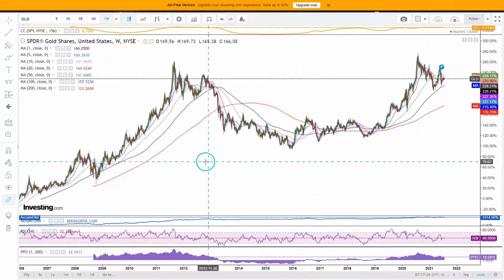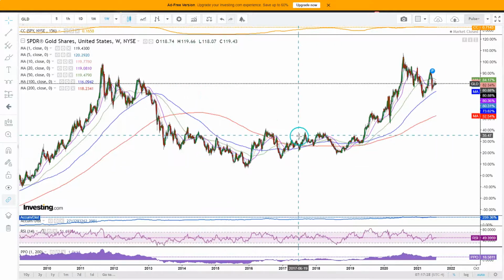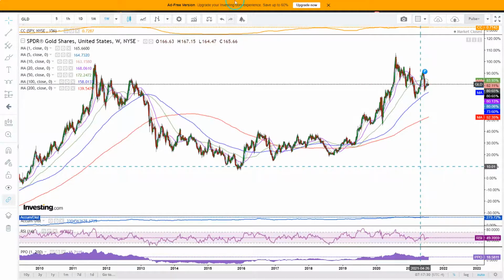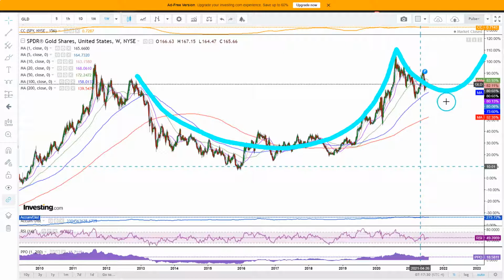So here is GLD. We still have this humongous, gargantuan cup and handle pattern. So over many years, we formed a rounding bottom. Then this pullback is a part of a most likely cup and handle pattern.